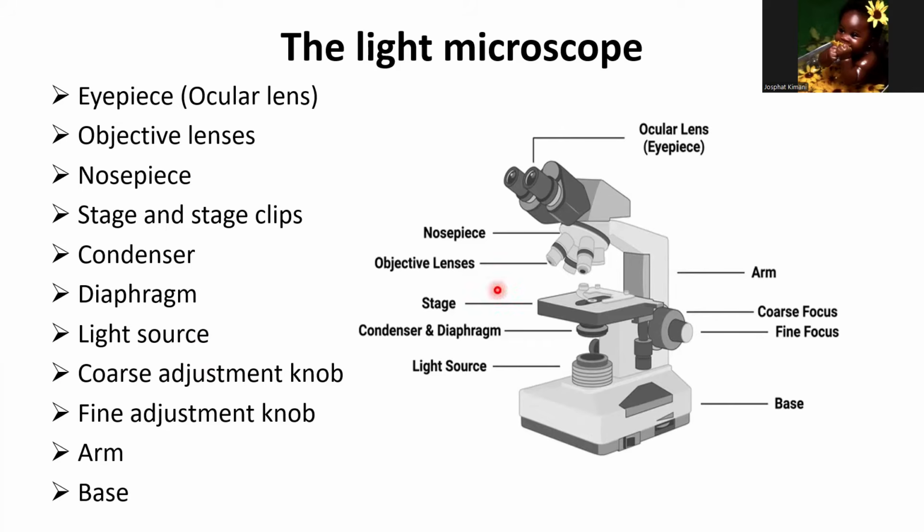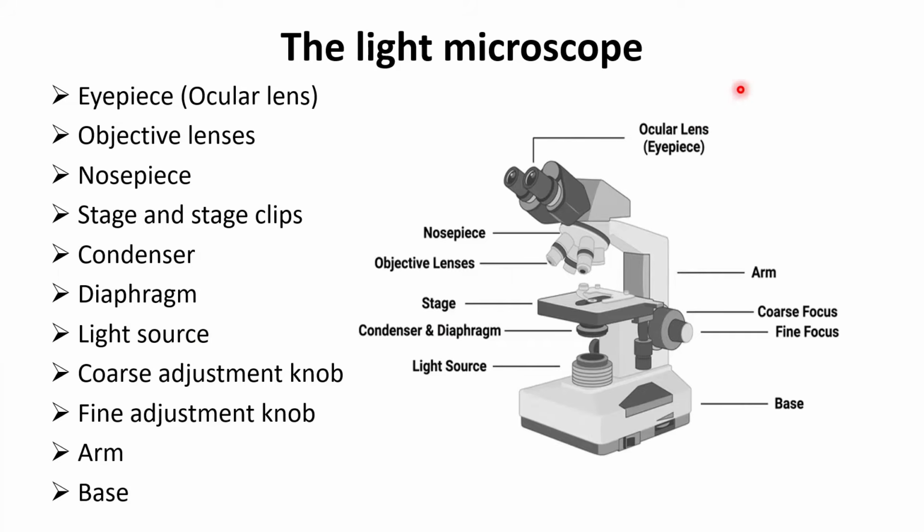Welcome to the part that we were talking about regarding the light microscope. So the light microscope will have a number of parts. It will have the ocular lens that you can see here, also known as the eyepiece. You can see the objective lenses, which have various magnifications.